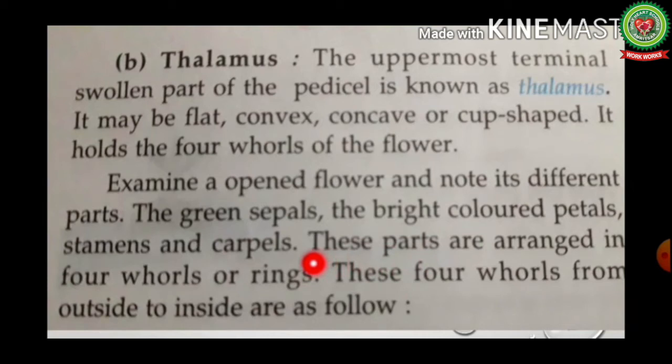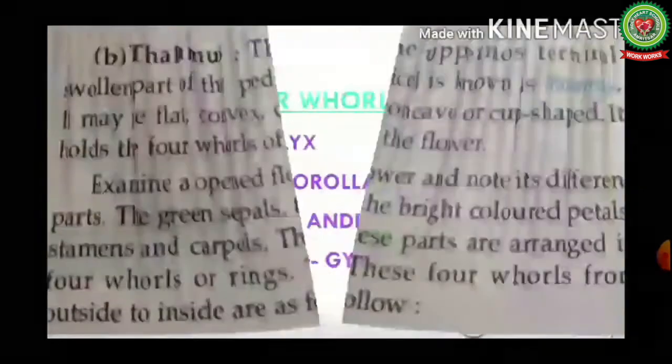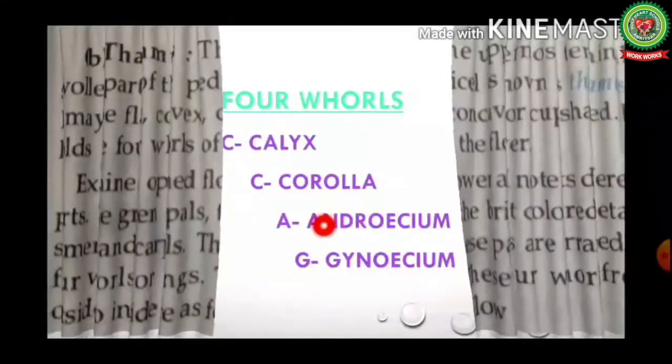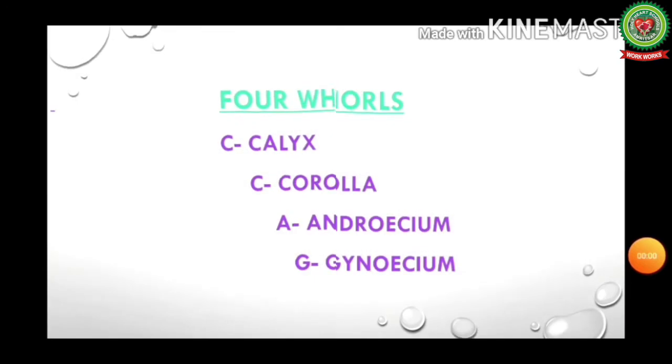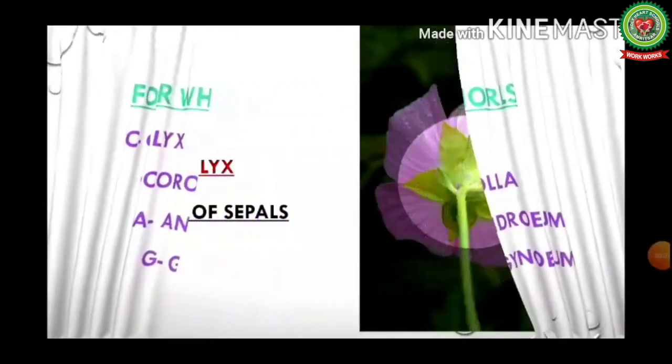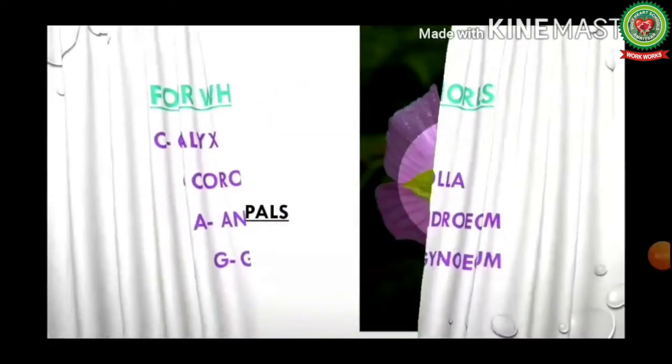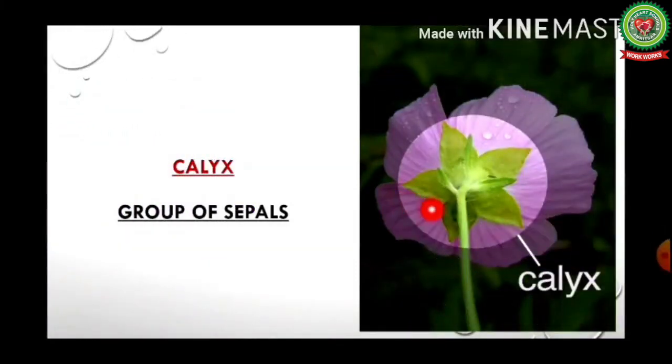Students, we can learn all the four whorls from outside to inner side with the help of a shortcut: CCAG. First C stands for calyx, second C stands for corolla, A stands for androecium, G stands for gynoecium. Now let's discuss each whorl of the flower. First whorl of a flower is calyx. Calyx is a group of sepals.